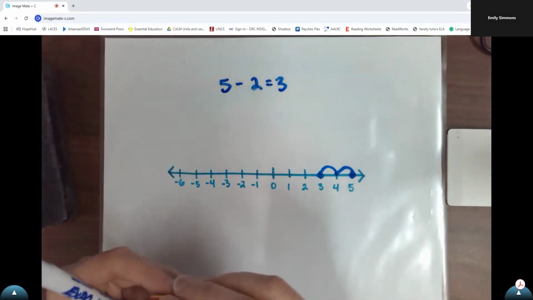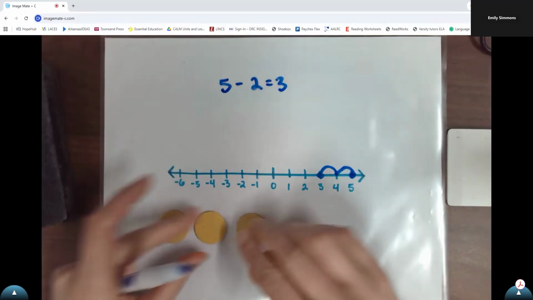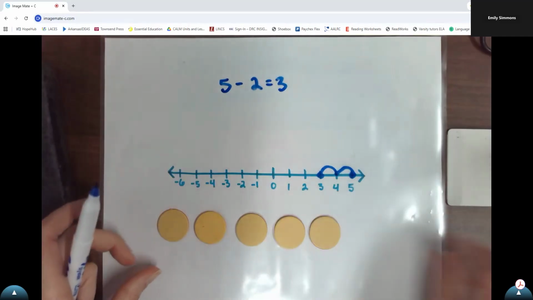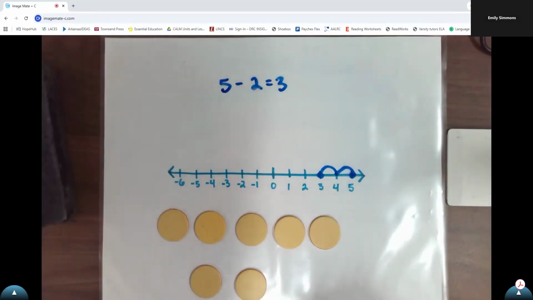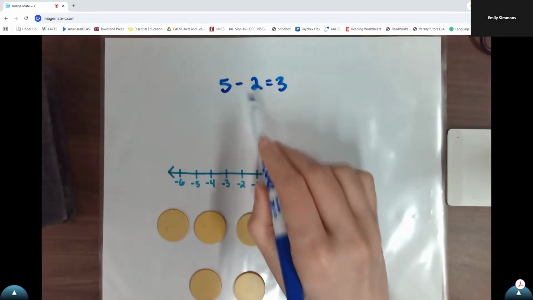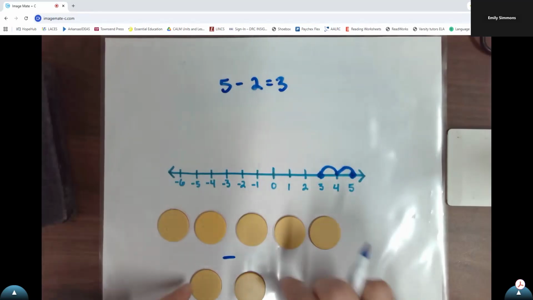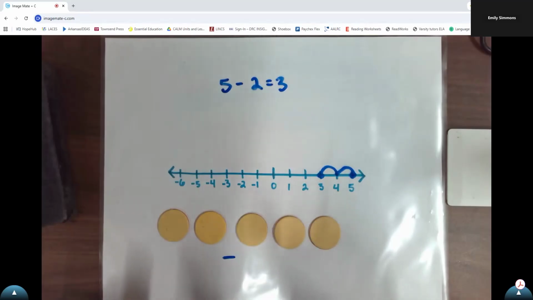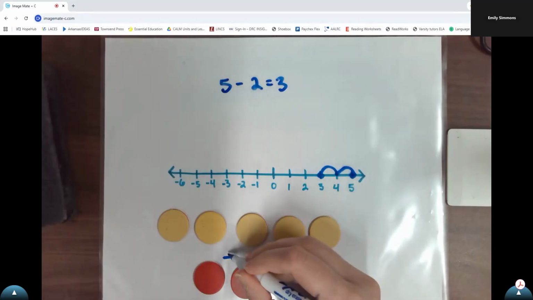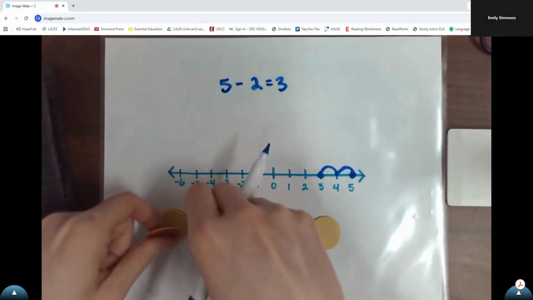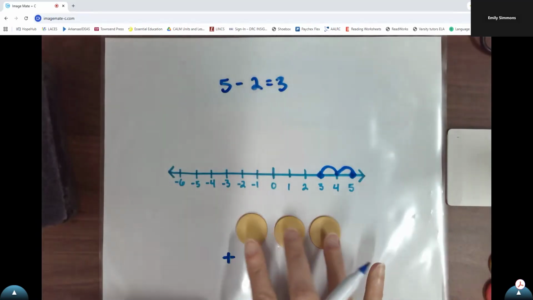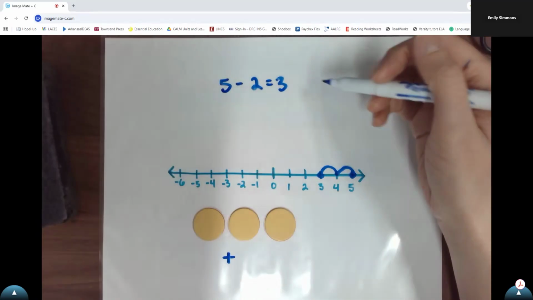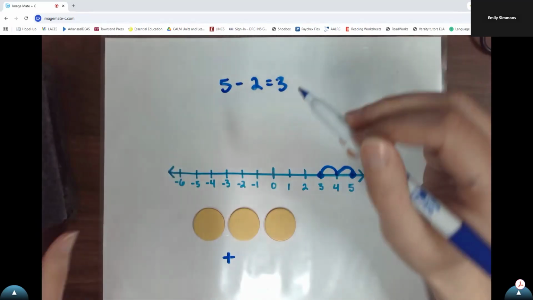Then with counters, to show what we're doing, last week we said yellow was positive and red was negative, so we start with 5 positive and 2 positive because both our numbers here are positive. Then we subtract. When we subtract, our second number becomes the inverse, which would be the opposite, which is negative, and then we can add, so we can combine our counters. A positive and a negative cancel out, and that leaves us with 3. So our answer here is 3.